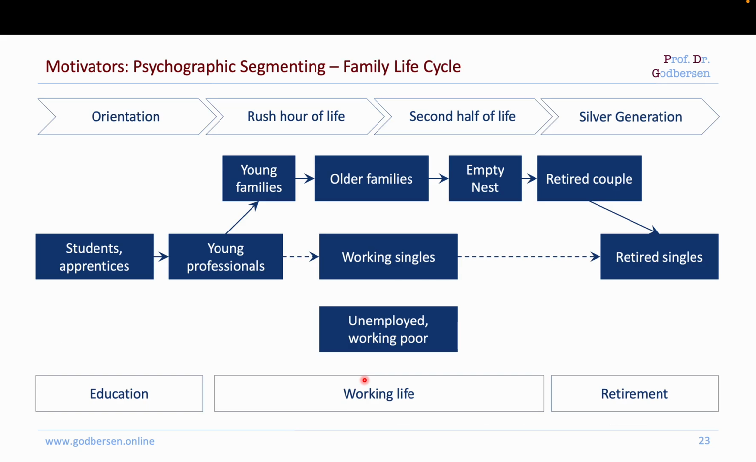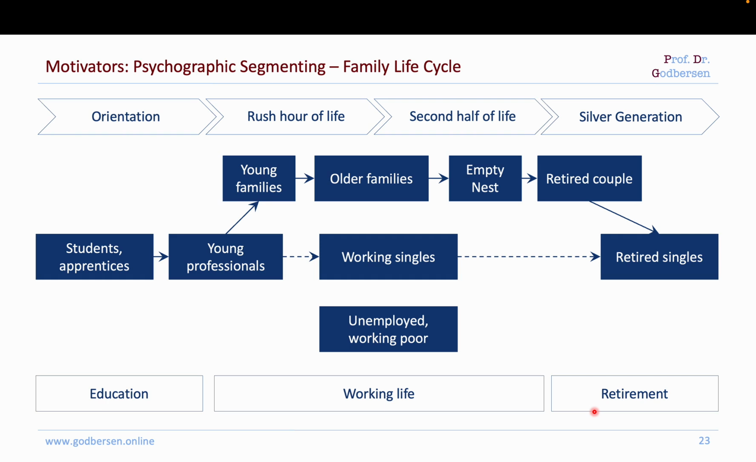That is a concept that I've used a few times during my consulting days when I was in business consulting. The idea behind the family life cycle is that we're all going through phases. And during these phases, we have typical needs and wants, typical motives. And these determine our buying and, of course, our using behavior. So one can say we have the phases of orientation, rush hour of life, second half of life, silver generation. Or with regard to work, first we get our education, then we're working, and then we go into retirement.